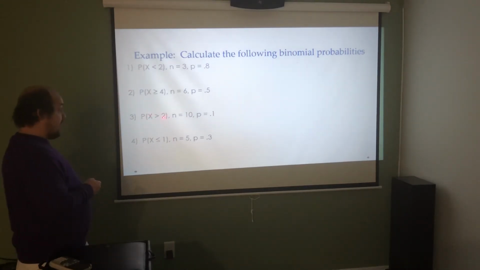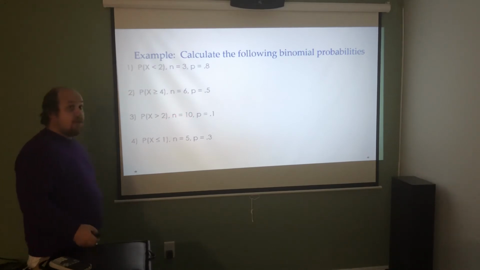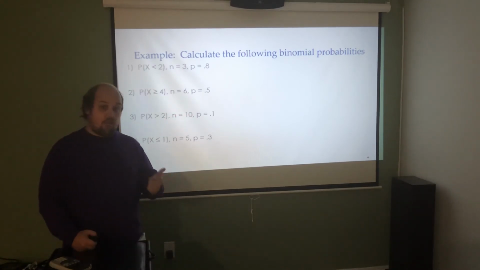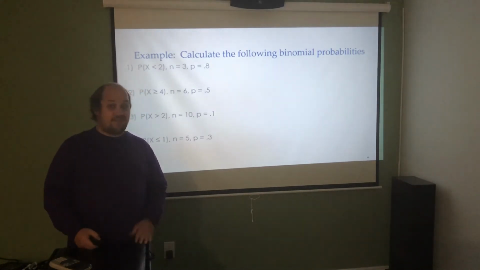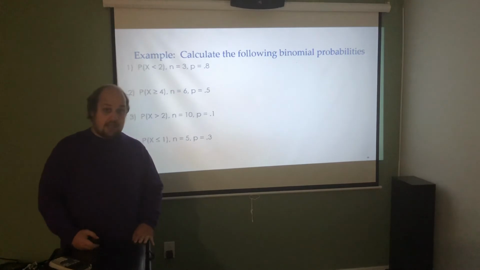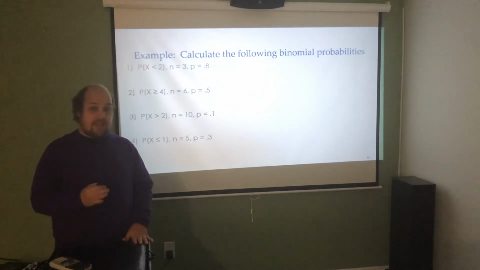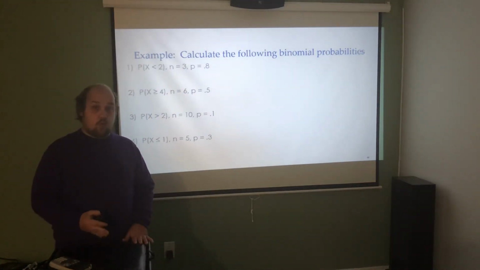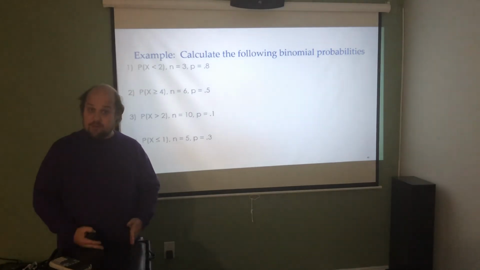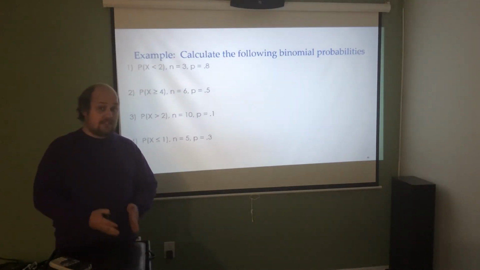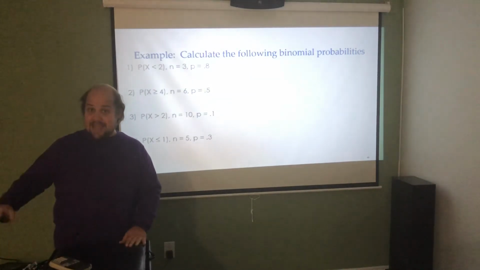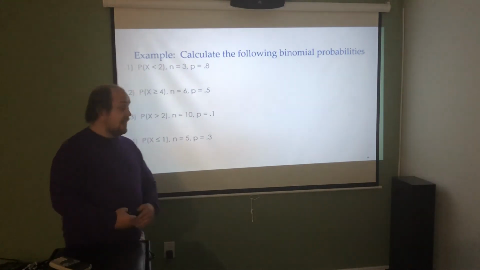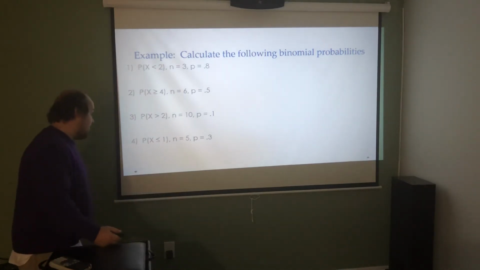Here, when I'm asked greater than 2 with an n value of 10, that means I'm really adding up the probability of 3, 4, 5, 6, 7, all the way through 10. I'd be better off if I said, what doesn't this include? This doesn't include the probability of getting 0, 1, or 2. So if I run the formula 3 times, finding the probability for 0, probability for 1, and probability for 2, get that total and subtract it from 1, that'll leave me with the probability of everything else.